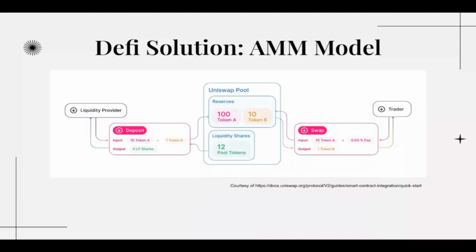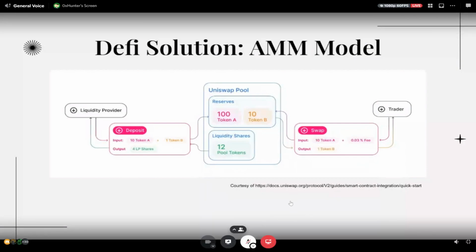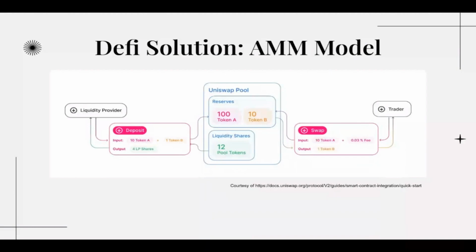And basically, they're saying that they're willing to buy token A at any time and sell token B at any time, and vice versa. So if a trader wants to come in and buy 10 of token A for token B, they can come in and the liquidity provider will give them that 10 of token A and take 10 of token B.